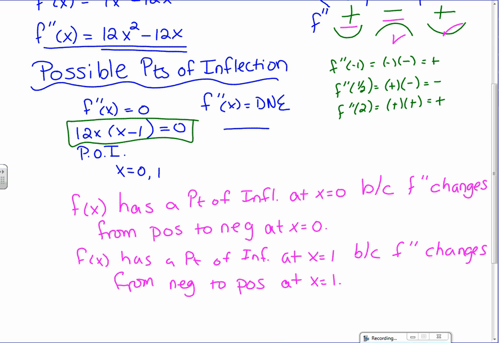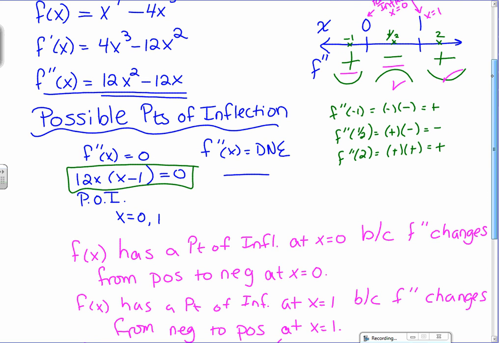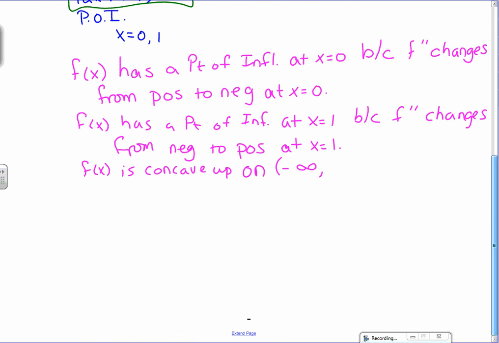We could talk about concavity. F of x is concave up on the interval negative infinity to, we were concave up. I've got to see my sign chart here. Concave up from negative infinity to 0, and then also from 1 to infinity. So I'll get those two. Negative infinity to 0, union that with 1 to infinity, because f double prime was greater than 0.